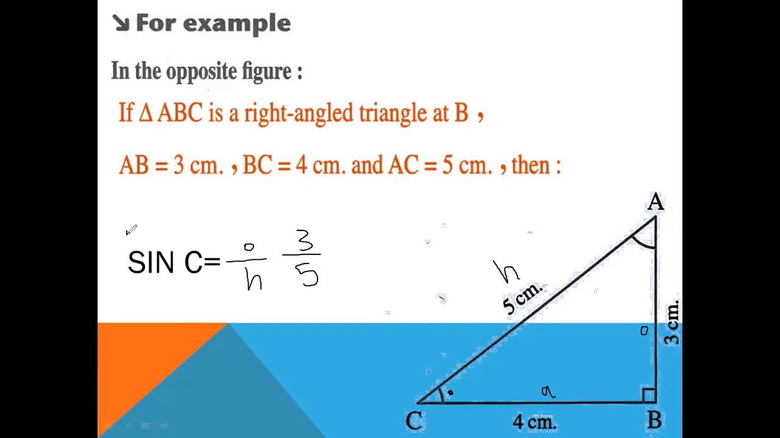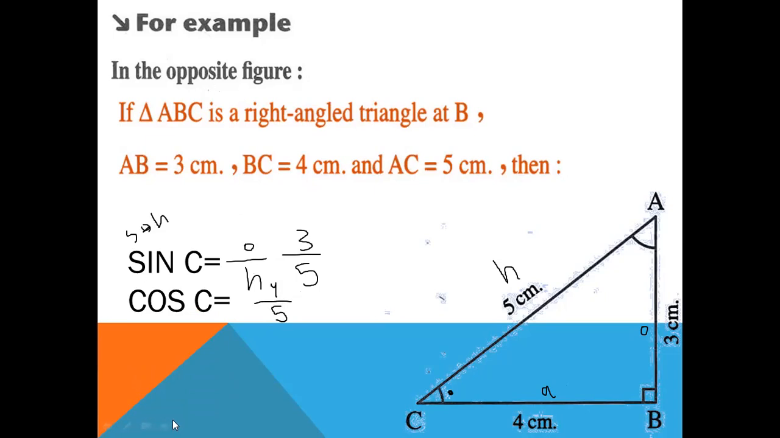Again, sine is related with su, which means opposite and hypotenuse. Okay. The next, cosine C. Cosine is related with ka, adjacent and hypotenuse. Which one is adjacent? Adjacent here is 4 and hypotenuse is 5. So the answer will be 4 over 5.